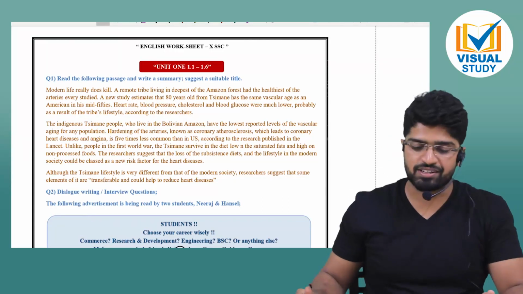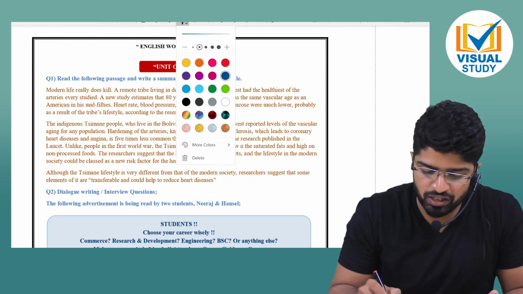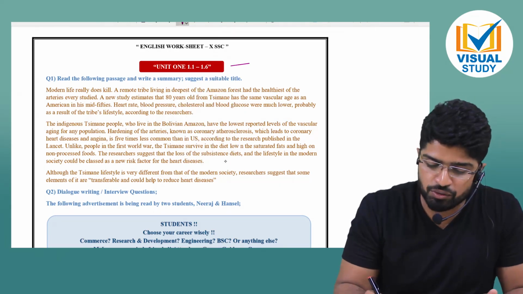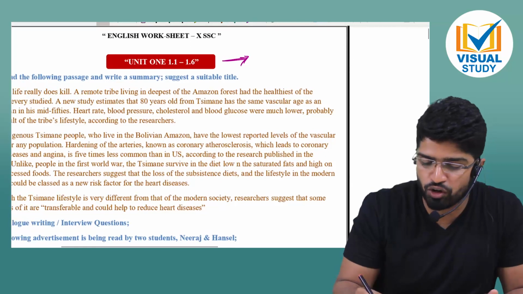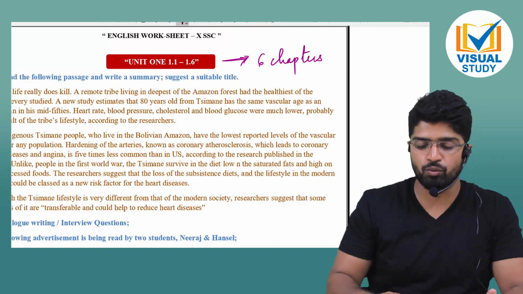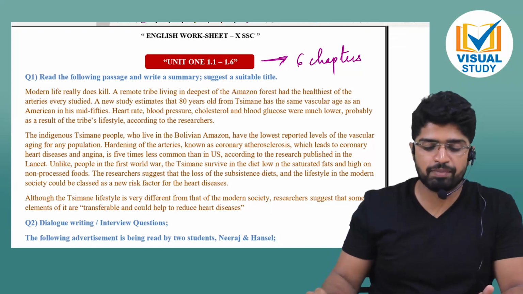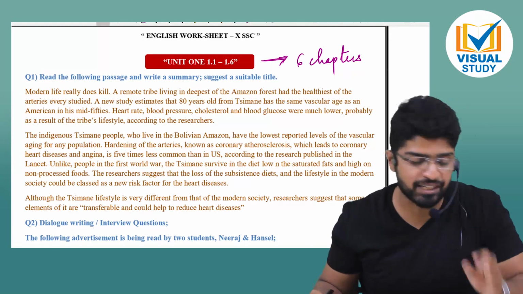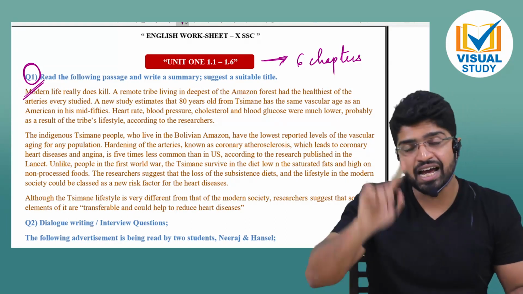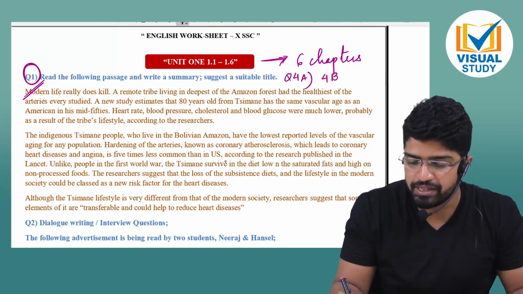1.1 to 1.6. Now I'm telling this, please pay attention. This worksheet will cover the first unit only, purely the first unit. In the first unit we have a total of how many chapters? 6 chapters. Out of the 6 chapters, I have tried to put everything. Question number 1: read the following passage carefully and write a summary, and suggest a suitable title also. This question is definitely going to be there in your actual board papers as question number 4A or 4B.